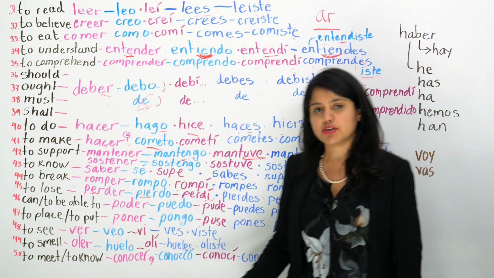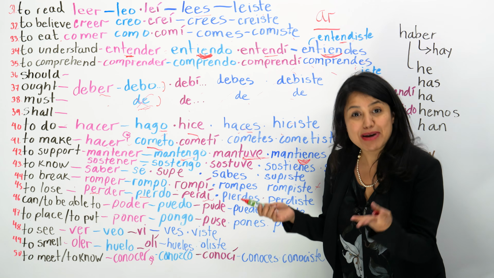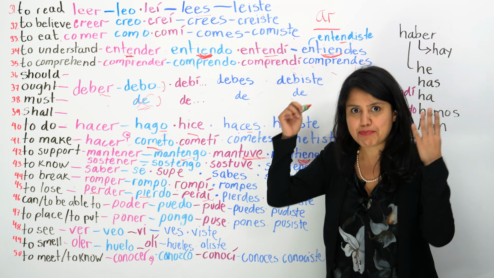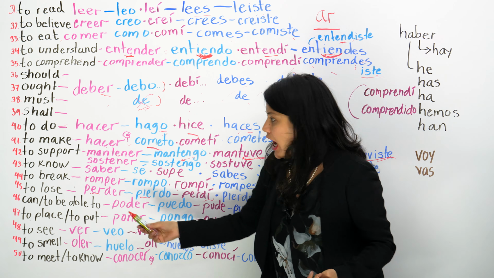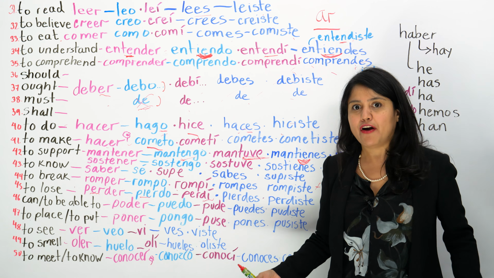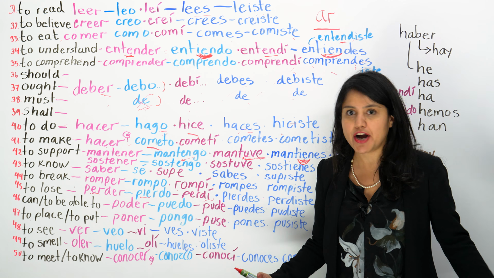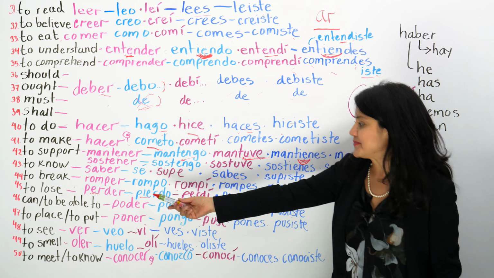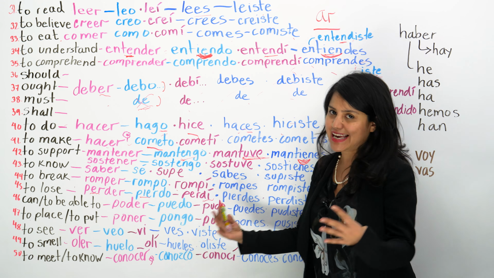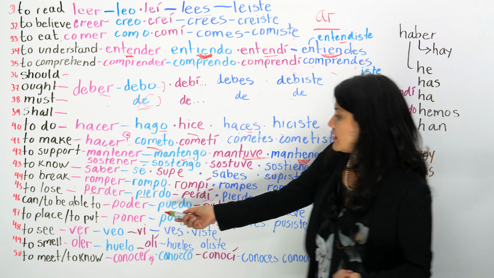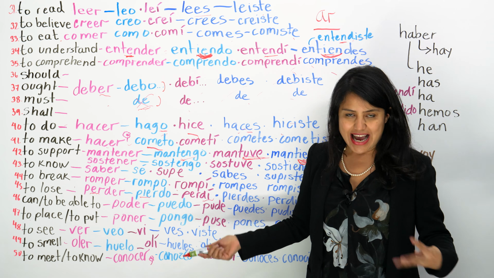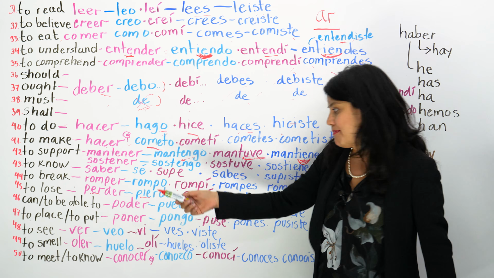Can or to be able to is poder. But poder is also power. I want more power. Give me more power. See? Power. Poder. That's a verb. Can or be able to. Yo puedo andar en bicicleta. I can go on my bike.